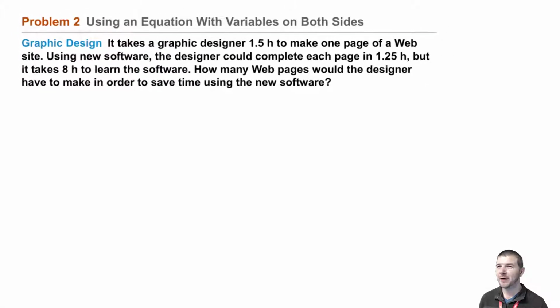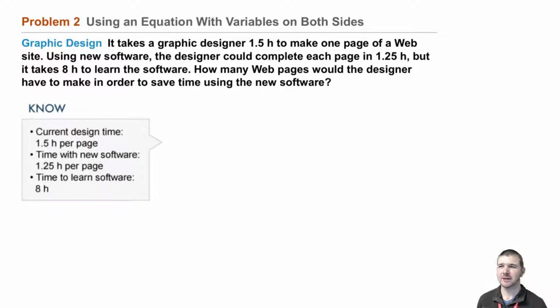Problem 2, using an equation with variables on both sides. Graphic design. It takes a graphic designer 1.5 hours to make one page of a website. Using new software, the designer could complete each page in 1.25 hours, but it takes 8 hours to learn the software. How many web pages would the designer have to make in order to save time using the new software? First, consider what you know.